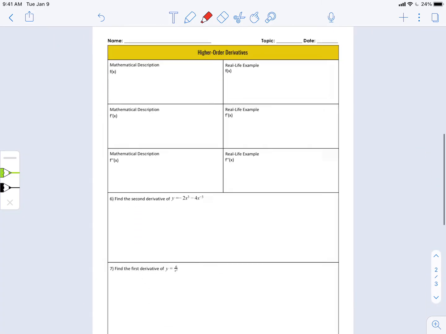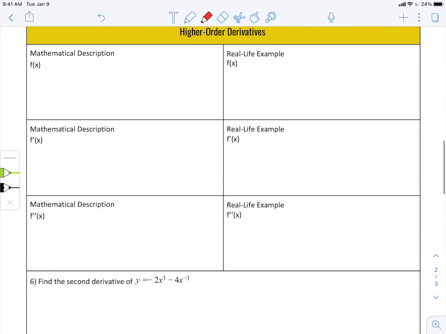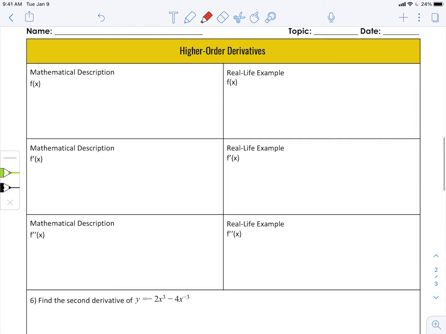And those are kind of our trig derivatives. Now we're going to take a look at something called a higher order derivative. A higher order essentially means what happens when you take the derivative more than one time. We'll talk a lot about this in future units, but I wanted to do a little preview of it by thinking about its mathematical description and what it represents in real life.